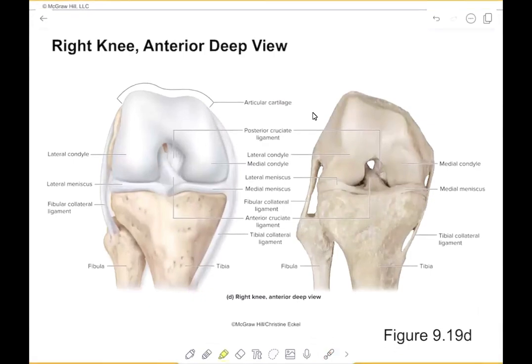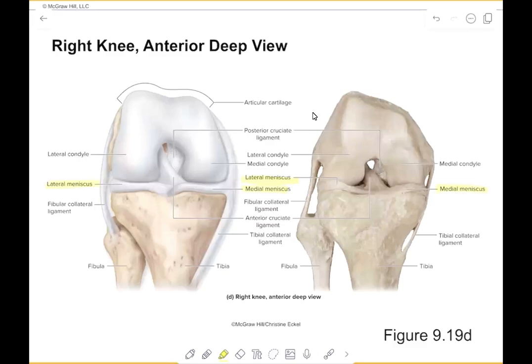The knee is shown here, and it's a very complex joint. It's actually multiple joints in one. So we see lots of supporting structures. We see some menisci, which are those shock absorbers of fibrocartilage.